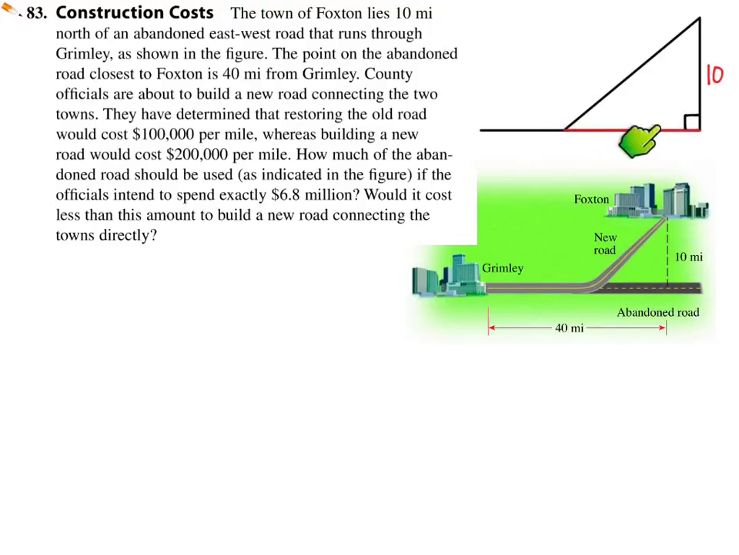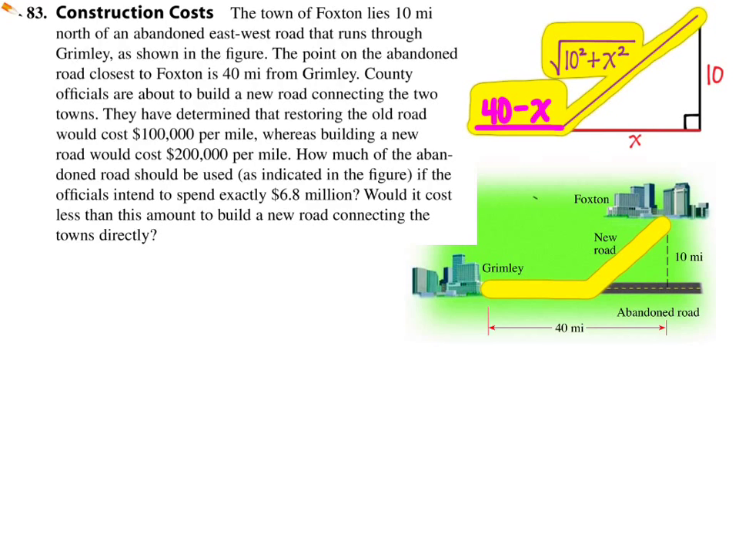This amount of abandoned road that we would not be using, we do not know, so we're going to call that x, since we don't know how much of that road we're going to use. And if we use the Pythagorean theorem, the third side of the right triangle would be the square root of 10 squared plus x squared. The sum of the squares of these legs would equal the square of the hypotenuse. We take the square root to find the length of the hypotenuse. That means there's this pink portion of the abandoned road that we would be using along with the hypotenuse of this triangle. And so that is the road that we're going to construct.